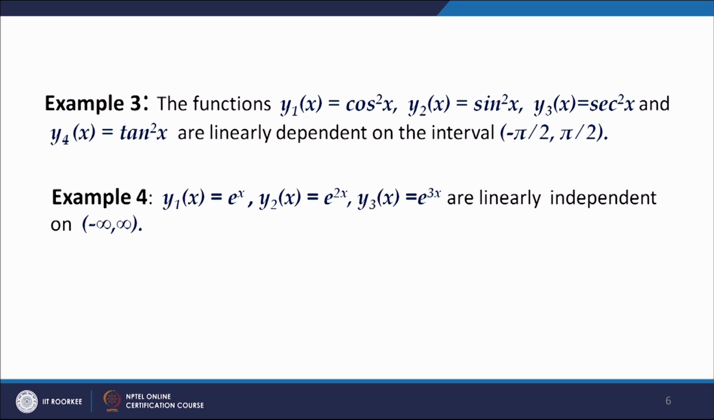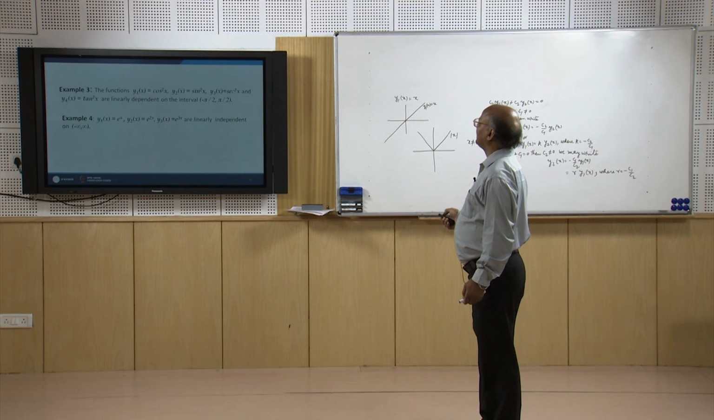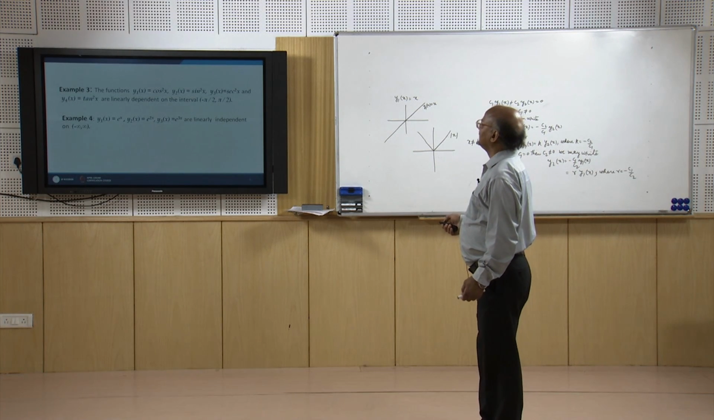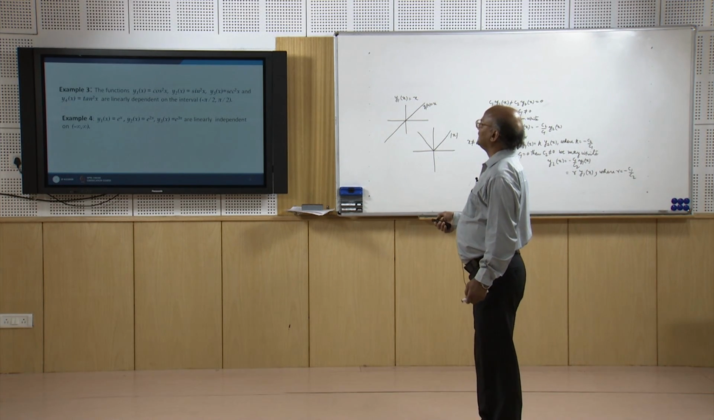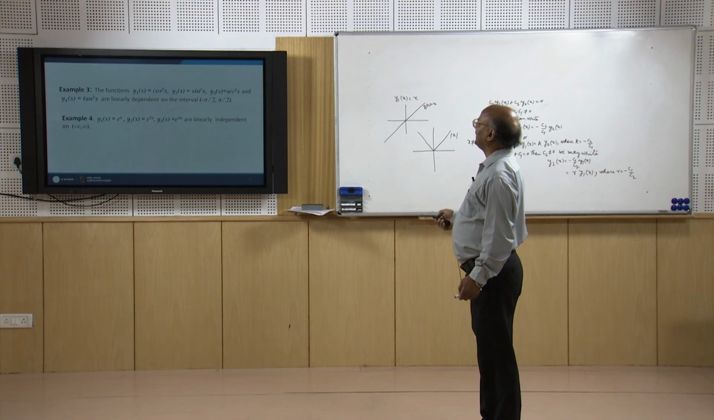So this interval is very important here, because sec square x is 1 over cos square x. If we go beyond minus pi by 2 to pi by 2, then cos square x will be 0 at pi by 2 and minus pi by 2, so sec square x will not be defined. Moreover, tan square x will not be defined at pi by 2 and minus pi by 2, so we will consider the interval minus pi by 2 to pi by 2.